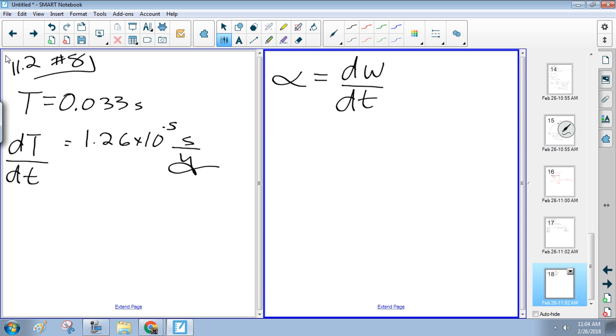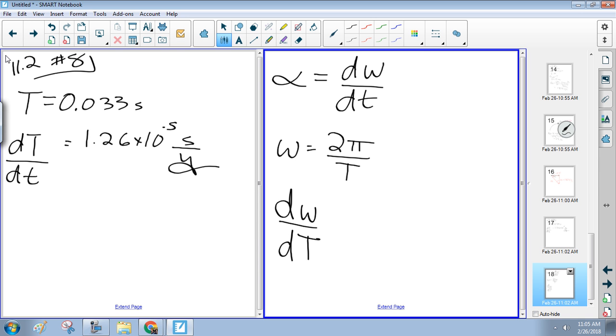So we need to find a correlation. Here's the trick. What I know is the angular velocity is 2 pi over the period, assuming that my angular velocity is constant. But if my angular velocity is not constant, then we could certainly figure this out, couldn't we? You agree with that? That I can find the rate at which my angular velocity is changing with respect to the period?